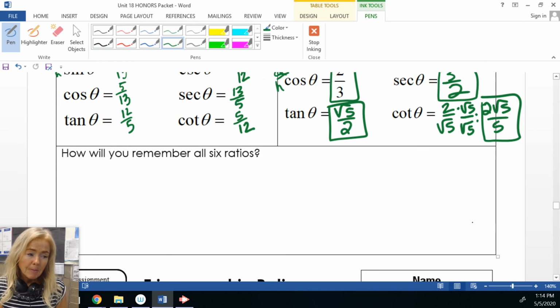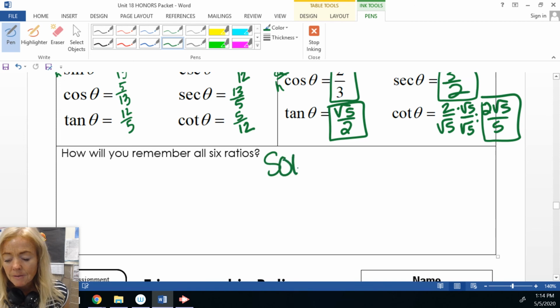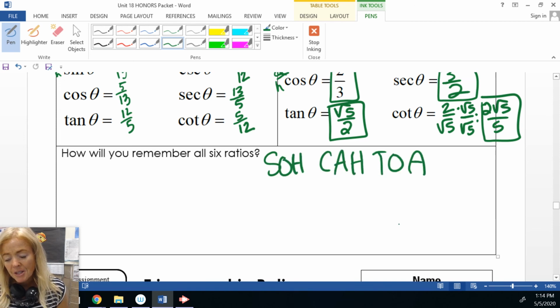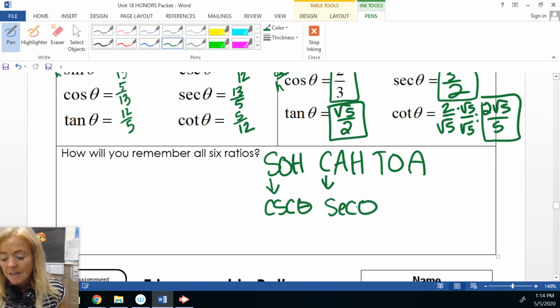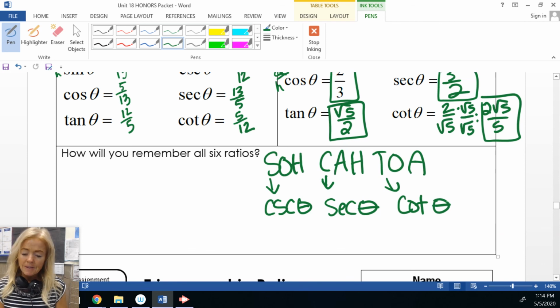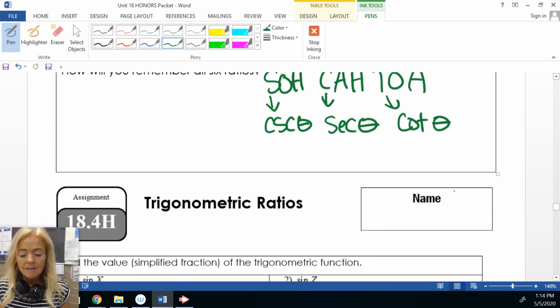Now, how do you remember all 6 ratios? You have to write in here what you want, but I remember SOHCAHTOA to help me with the original 3. And then the reciprocal of sine starts with C: cosecant theta. The reciprocal of cosine, which starts with a C, actually is secant. And the reciprocal of tangent is pretty easy. It's just cotangent. So that's how I would remember them, but write it out in your own way. And that is the end of 8-4.